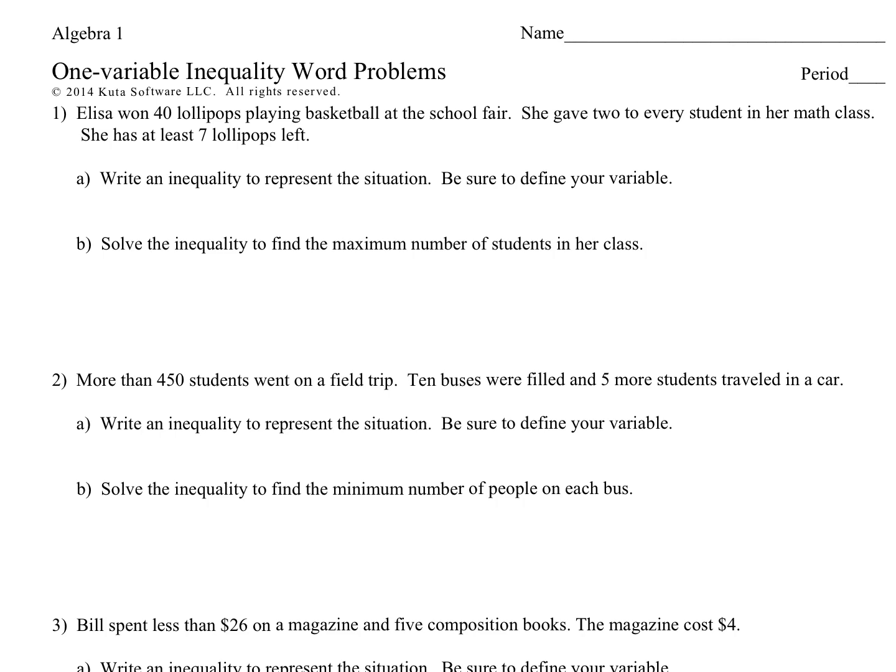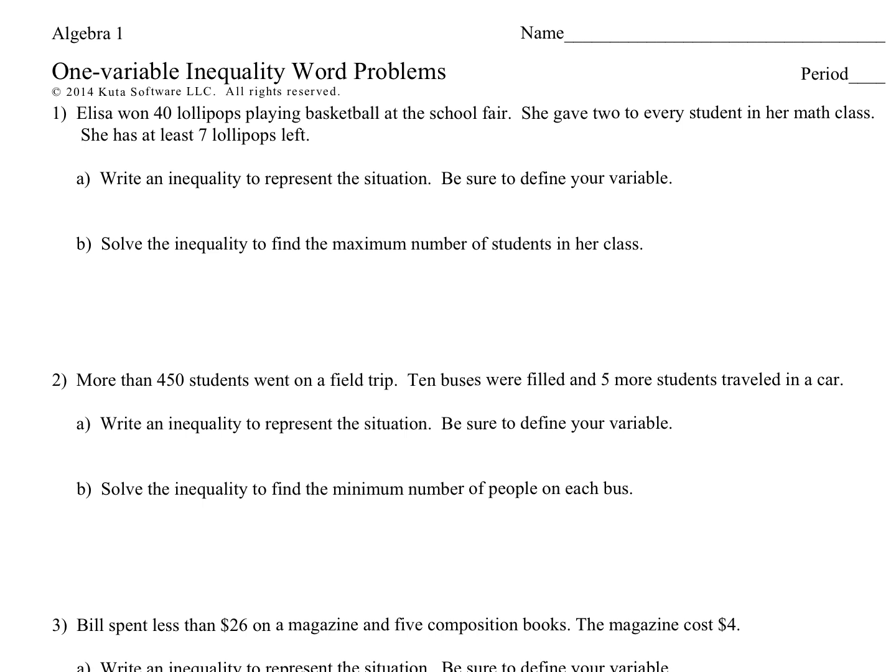All right, once again, we're going to take a look at identifying a variable first and then writing an inequality based on what they give us in the problem. So it says in number one, Elisa won 40 lollipops playing basketball at the school fair. She gave 2 to every student in her math class. That was nice of her. She has at least 7 lollipops left.